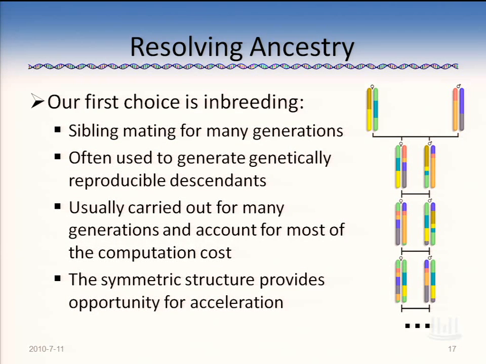Our first choice is inbreeding. So the inbreeding here is sibling mating for many generations, and it gives genetically reproducible descendants. This is important in animal resources because you want to make sure it's reproducible. We choose inbreeding also because inbreeding is usually carried out for management of the computations, and the symmetric structure is useful for acceleration.